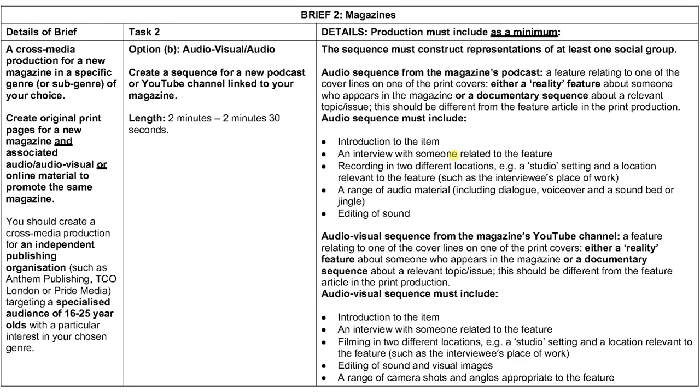The secondary task 2 to go with that is an audiovisual product. As you can see, the details of the brief are the same, and this video product should link to your magazine. So you can either do a podcast or a YouTube channel video. Then it has to be linked to the magazine that you have done. So your video or podcast extract should be between 2 minutes and 2 minutes and 30 seconds long. No more, no less.